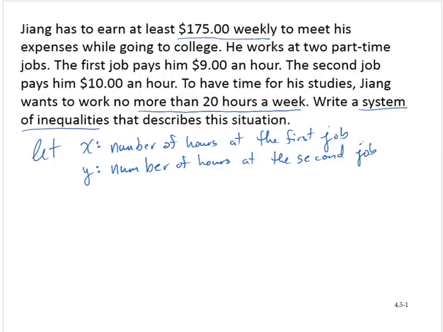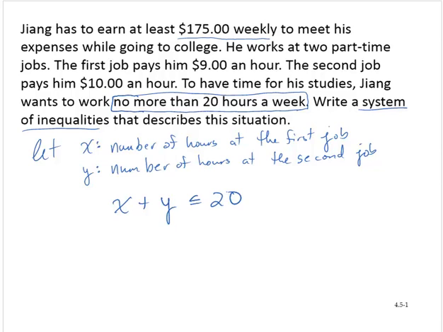Now I'm going to focus first on the 20 hours per week. Jiang wants to work no more than 20 hours per week. So what that tells me is the sum of the number of hours is less than or equal to 20. So then x plus y is less than or equal to 20.